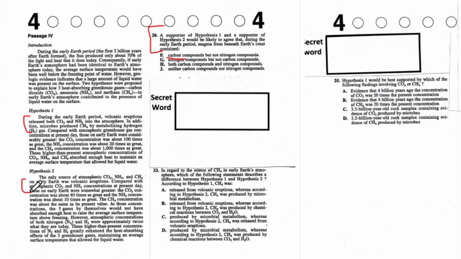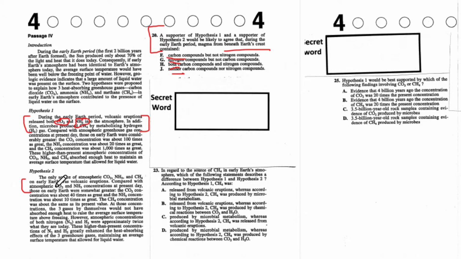All right, so here it says a supporter of hypothesis 1 and 2 would most likely agree on what about the crust for the Earth, okay? I come over here, I subgenius map. We got carbon, we got nitrogen, you got both, and you have neither. All right, so I know I'm looking at carbon, nitrogen in the topic sentences. You see how that gave me somewhere to look? So here's your carbon, circle it, and here's your nitrogen.